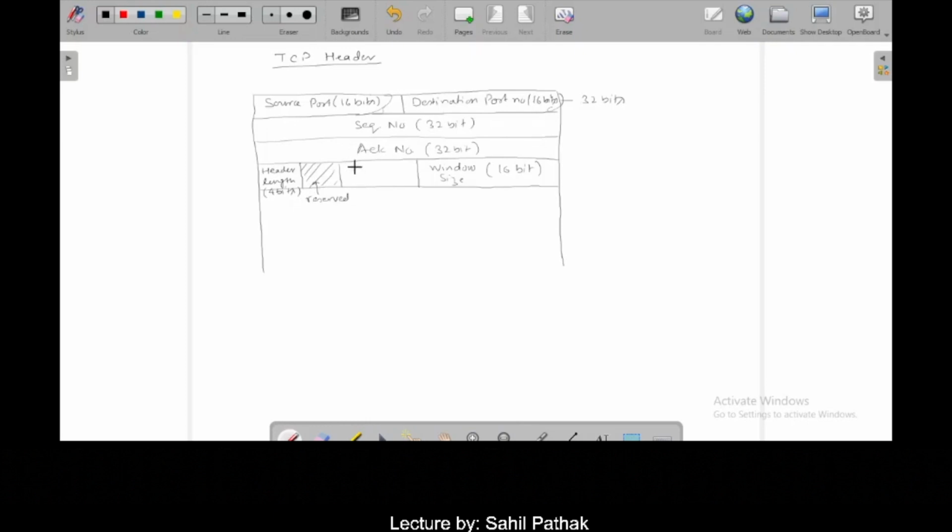then we will have some flags. One is URG flag, urgent flag, then we have acknowledgement flag, then we will have push bit, then we will have reset bit, next we will have synchronization bit, and we will have finish bit.